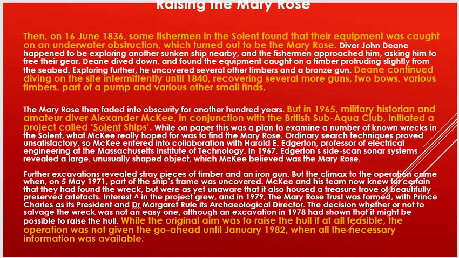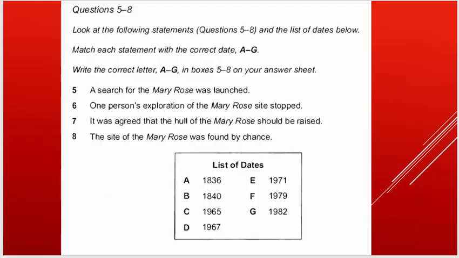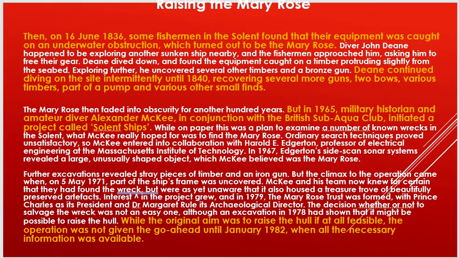Okay, so let's see the first sentence. On 16th June 1836, okay, did we have this year 1836? Yes, that's option A. Okay, what happened? Some fishermen in the Solent found that their equipment was caught on an underwater obstruction. Okay, obstruction means something is preventing the equipment from being released. That's called a hindrance or an obstruction. So their equipment was caught on an underwater obstruction.